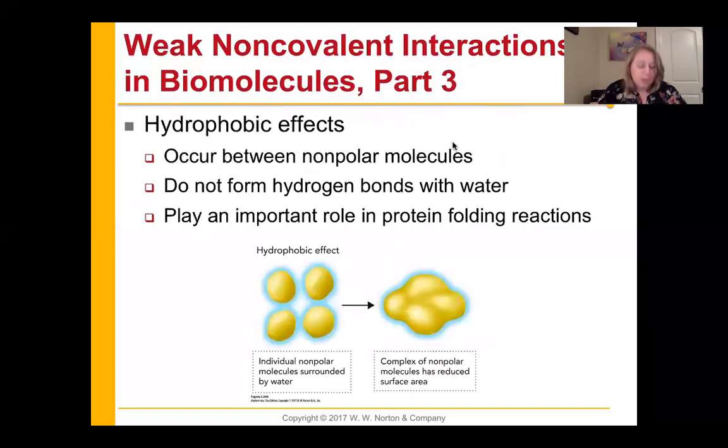Okay. Then you have hydrophobic effects. Hydrophobic effects occur between nonpolar molecules, and this is really cool. Remember, hydrophobic means water-fearing, right? And so these hydrophobic molecules are basically going to pack together to get away from the water, and it's not really getting away from the water. I'm going to explain what it is. But it's super important for protein folding reactions. To get those proteins in the right orientation has a lot to do with hydrophobic effects.